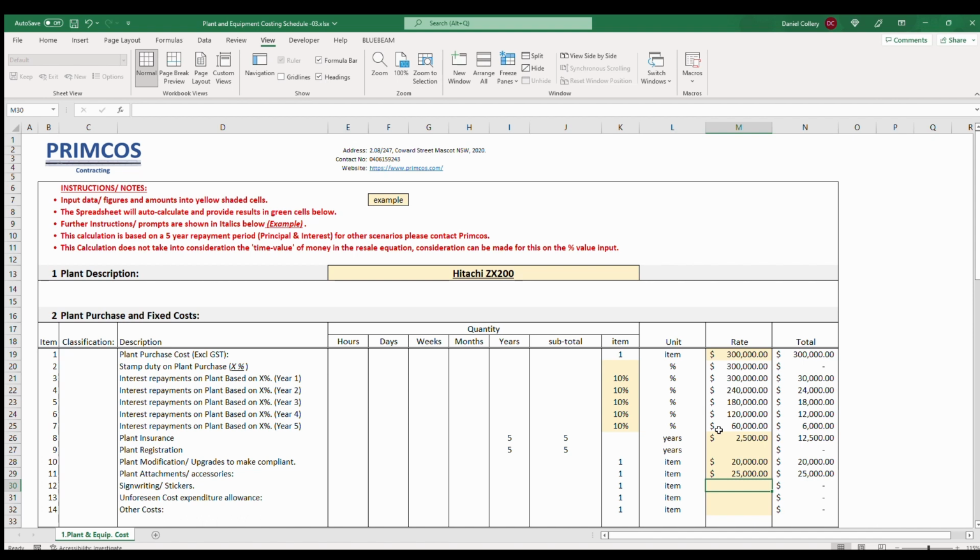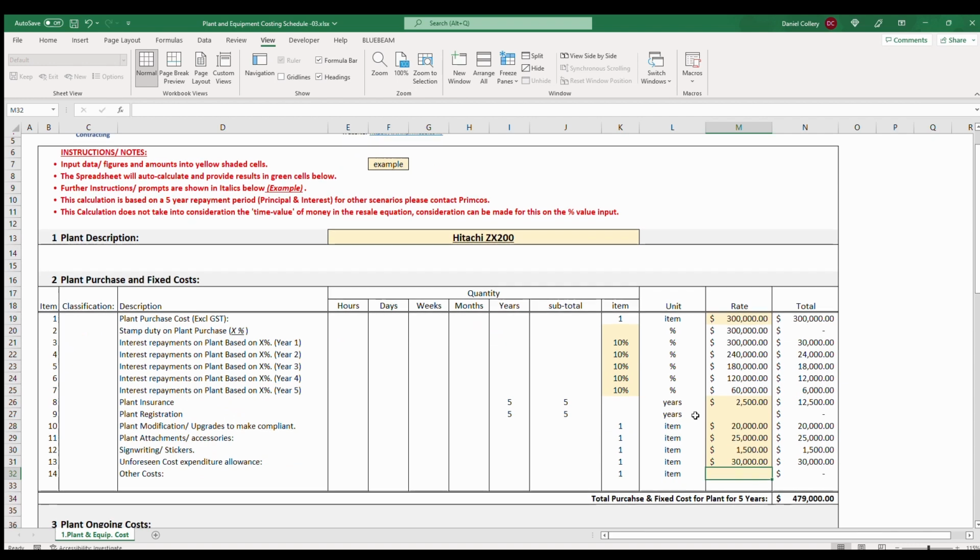Sign writing stickers, quite a small cost, but a cost nonetheless. We'll say $1,500. Unforeseen cost expenditures allowance. This can be like a bit of a buffer over the 5-year period. So let's say maybe 30,000 over that period to cover any unforeseens. And other costs is something else you can put in here, which might vary. Like it could be ground engaging tools or any kind of wearable items on the plant or equipment that might need replacing during that 5-year period.